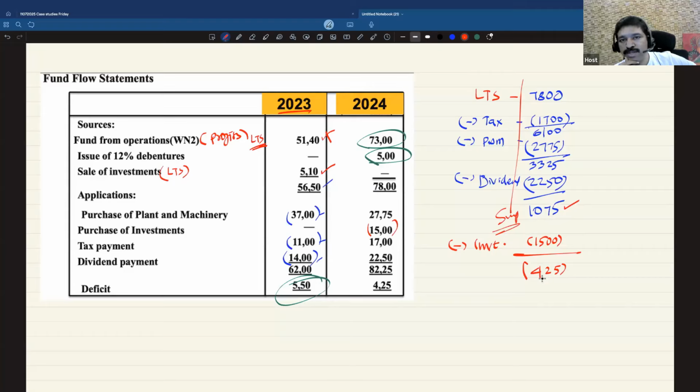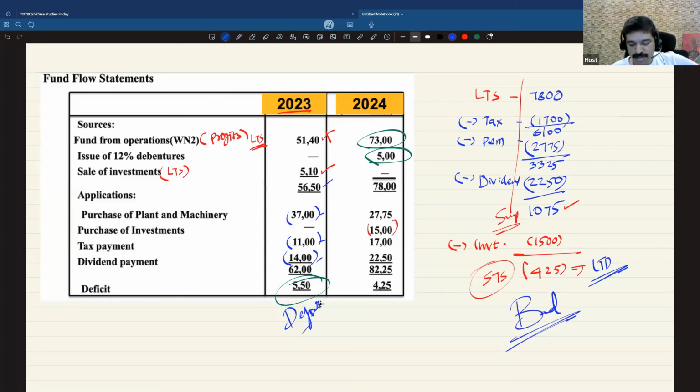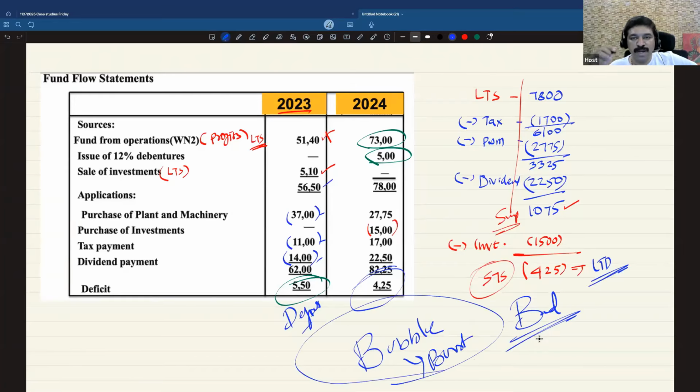Maybe last year they had a deficit and they continued their operations in 2024. So you may have a question, what's the big deal here? Here they had a deficit, but this company didn't get closed. They are running their show. In 2024 also they are running their show. In 2024 also there is a deficit. And if they keep committing this mistake, then at one point the bubble will burst. That's how big companies come crashing down.